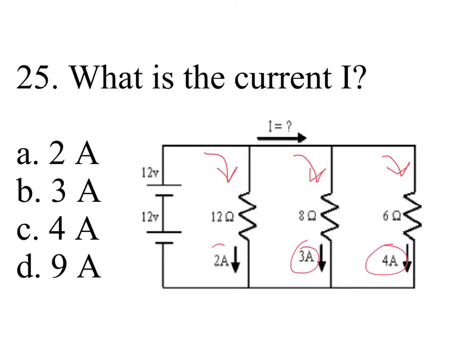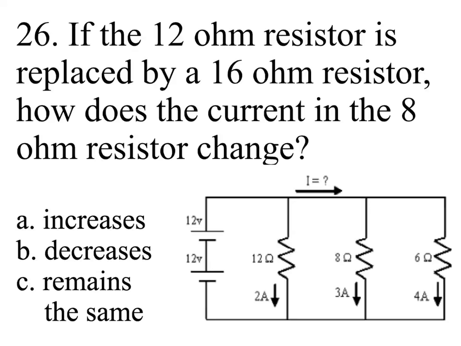Okay, so it's the current 2 amps plus 3 amps plus 4 amps. I would have drawn this like this to show that it's the total current, or I'd have given it a subscript like IT. And we add these together and we get 9 amps, and that's the total current, so the correct answer is D.